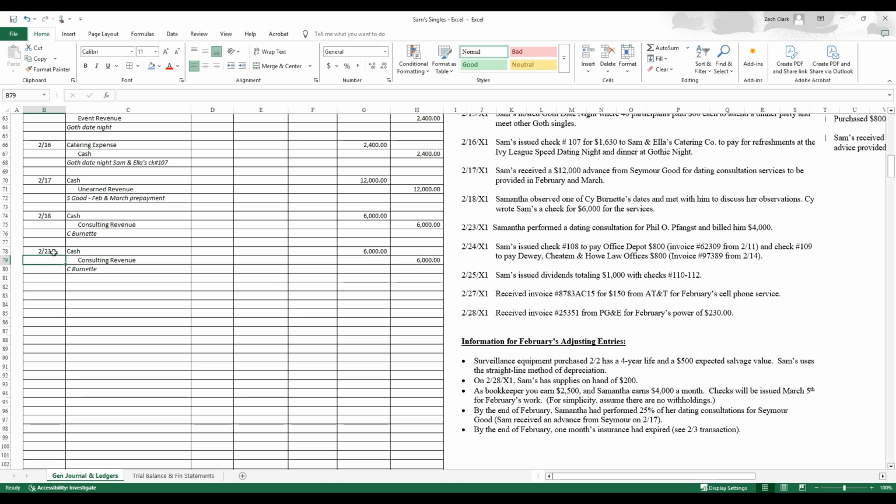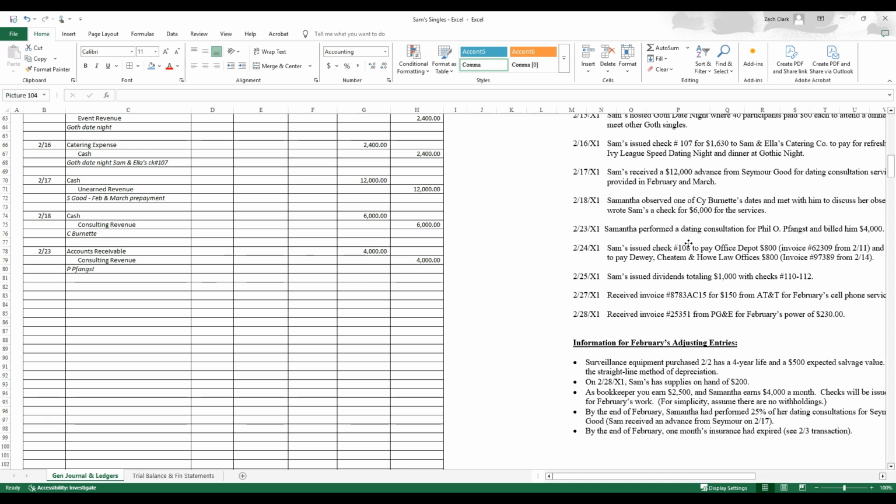223. We performed a consultation and billed $4,000. So similar, but now we're going to have accounts receivable because we're billing them. And that was 4,000. And now remember, we're hitting accounts receivable or increasing it.